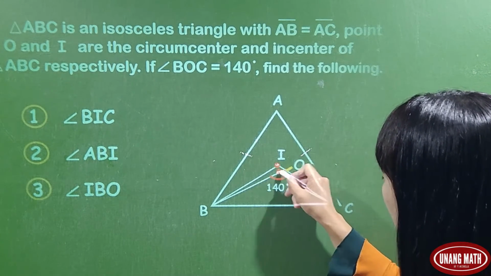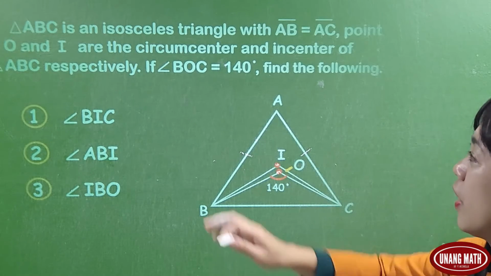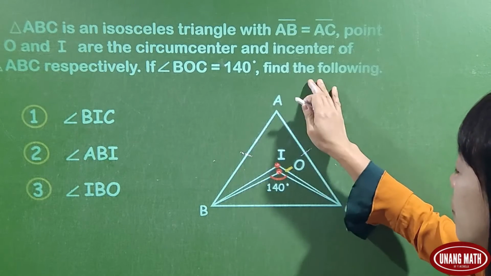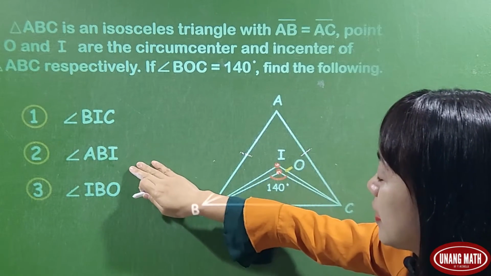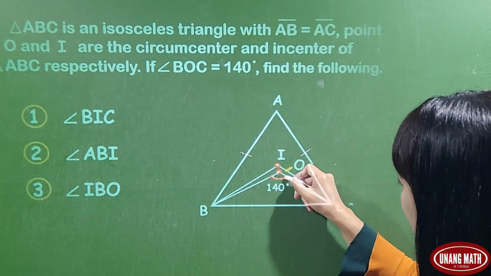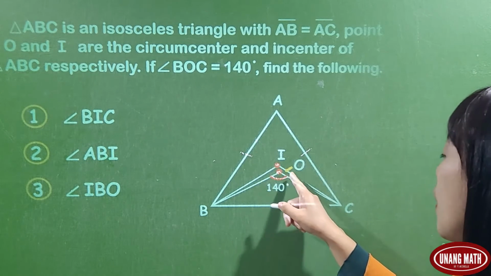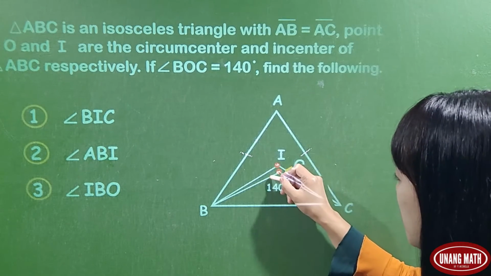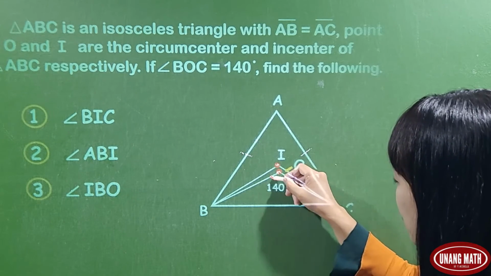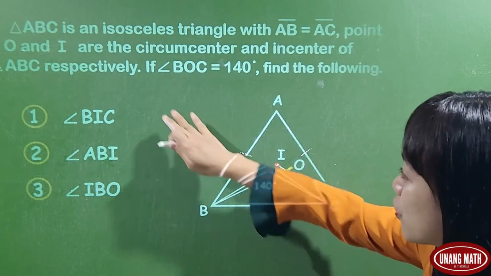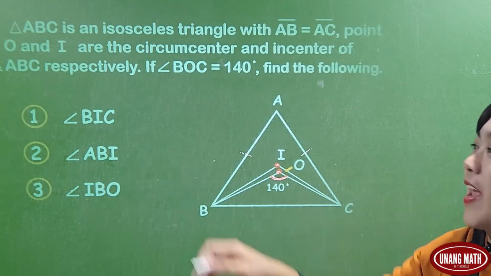Point O, this point, is our circumcenter. If angle BOC is 140 degrees, we will find the following: angle BIC, ABI, and IBO. We are given that angle BOC is 140 degrees, so we will be using this clue to find the measure of these three angles.